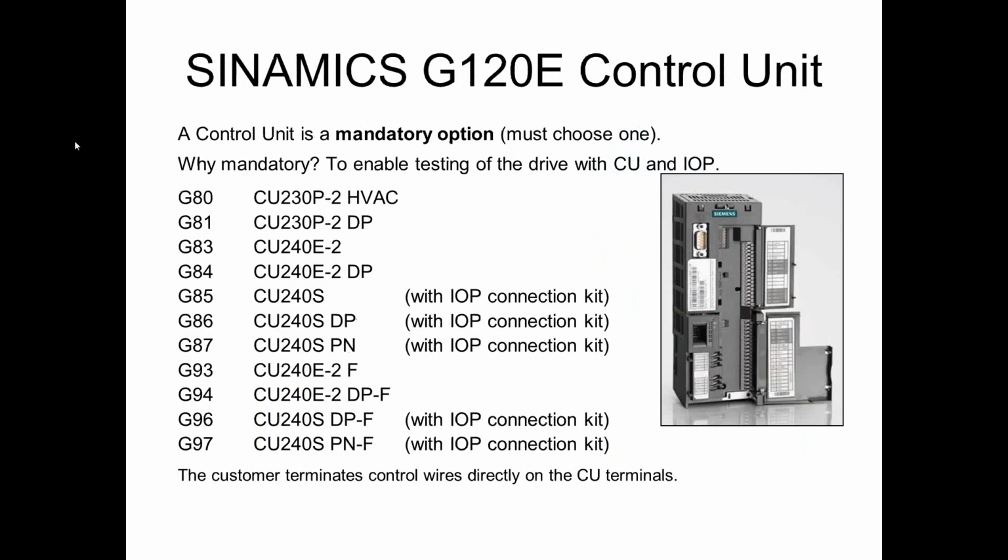Back up here. Here are the list of the control units that are available. So you can order the same CU G120P controllers that we talked about in the G120P line, which were limited in capacity. Now you can go up to 200 horsepower in those drives by going into the E series with the same control units. Also, we can go up into the S series control units so that you can have encoder feedback on drives. So a very full function set of controllers.